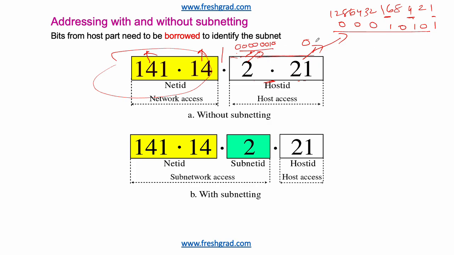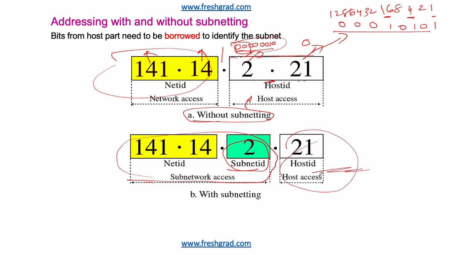What we have to do is borrow bits from the host ID. So you are borrowing the bits from the host ID, and this is without subnetting. You look here, and with subnetting, we borrow the bits from the host ID. You borrow two bits, or one bit, and that now becomes your subnetwork address. And what is the host here? This is the host ID with subnetting. Without subnetting, it looks like this. With subnetting, it looks like this. Again, remember, you are borrowing the bits from the host ID.